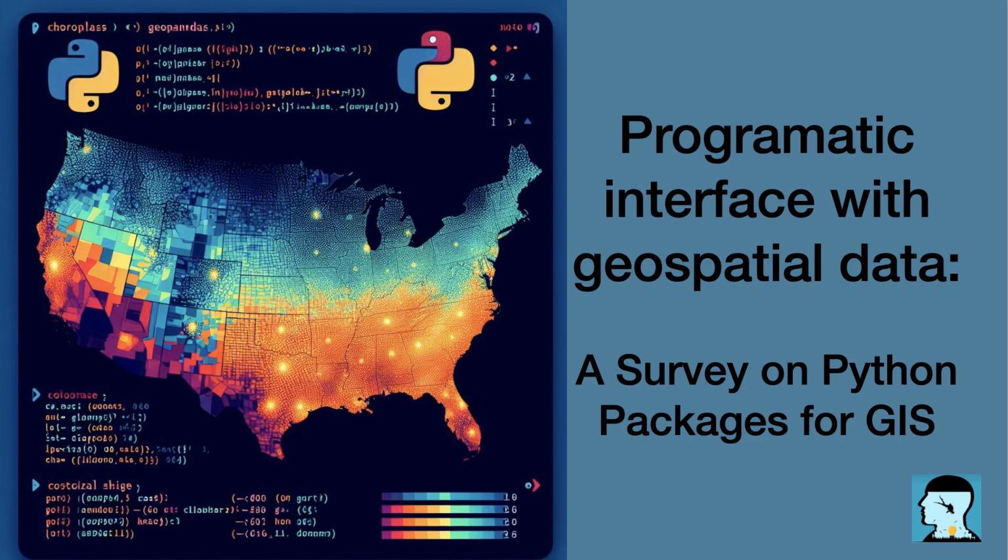5. Integration with GIS software. Python can seamlessly integrate with popular GIS software like ArcGIS, QGIS, and GRASS GIS. This integration enables users to extend the functionality of these tools, automate repetitive tasks, and customize workflows according to their specific needs. Overall, Python's versatility, extensive library ecosystem, and ease of use make it a powerful tool for geospatial analysis.